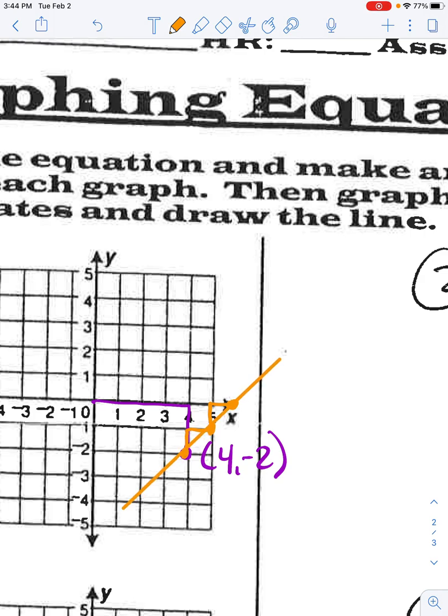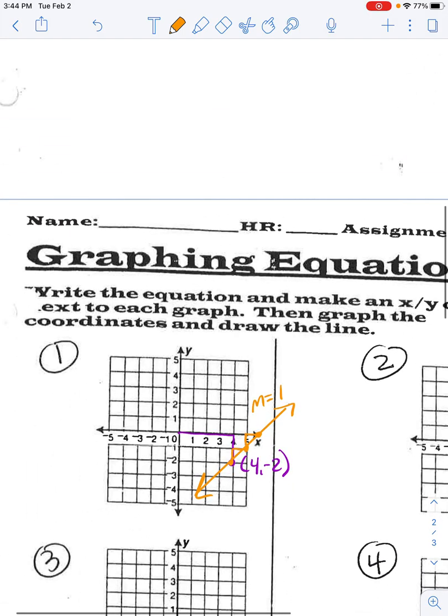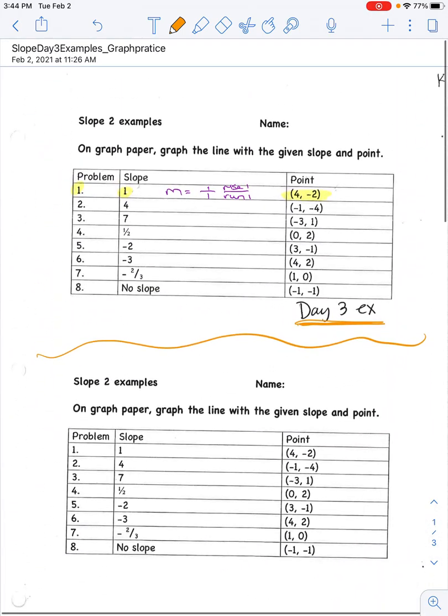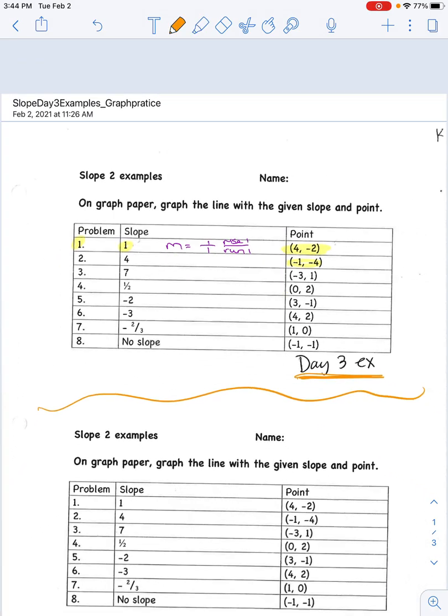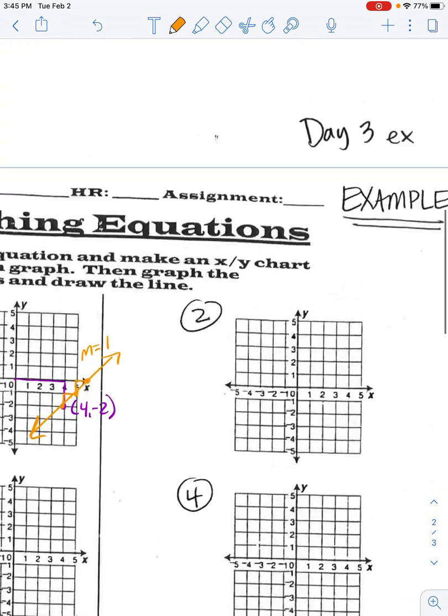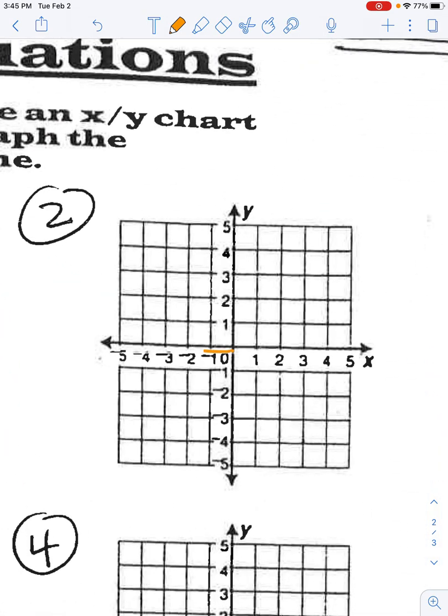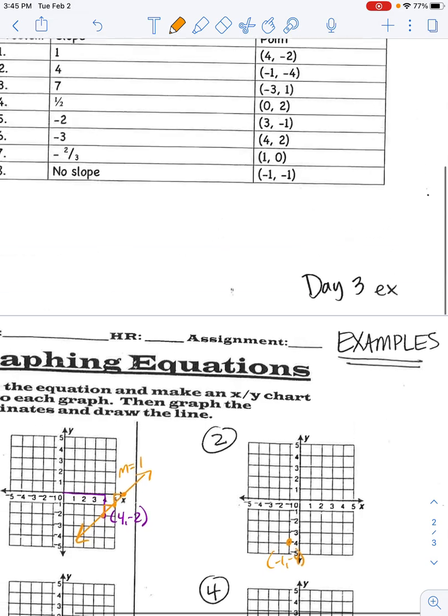Draw your arrow. And again, this is a slope of 1. Let's do another one. Let's look at number 2. Number 2 says we are going to plot -1, -4 first. -1, -4. Left 1, down 4. This is -1, -4. Everybody agree?